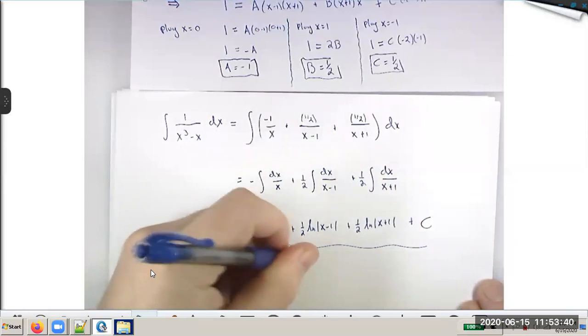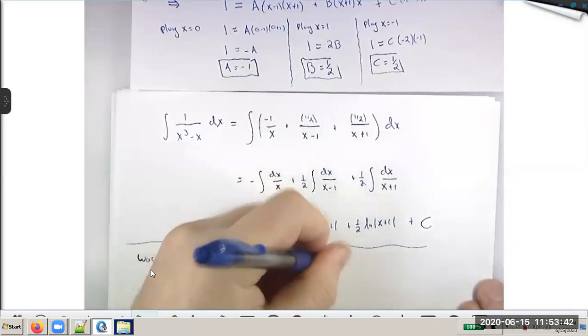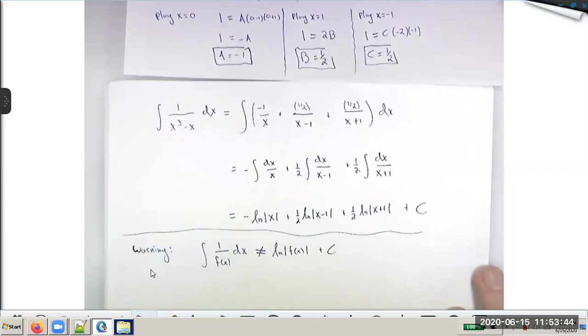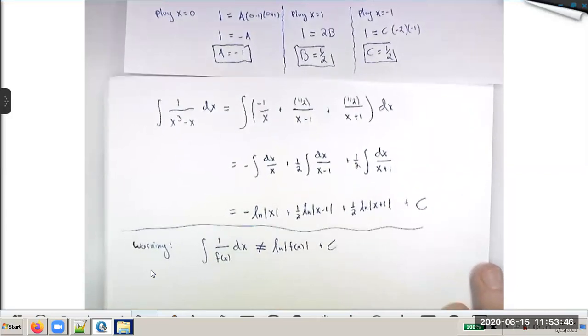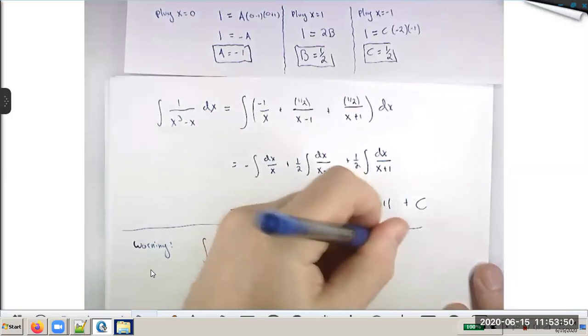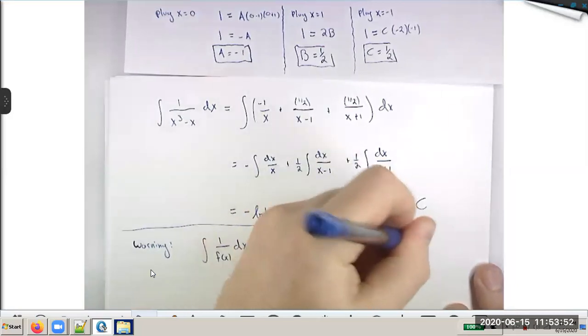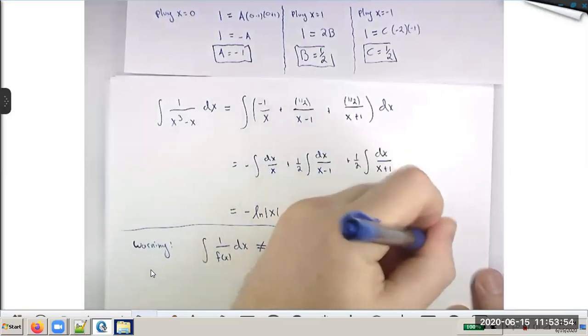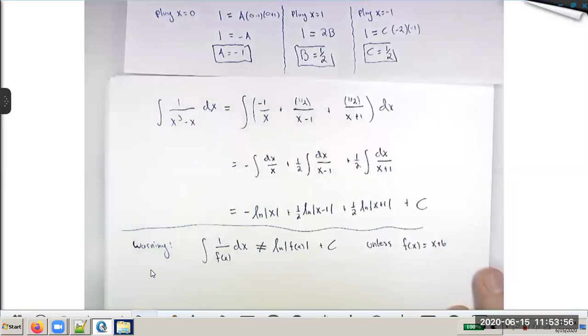Some people see the integral of 1 over something and always assume it's going to be a natural log. That's not true. It's just not, unless f of x is of the form x plus b. That's it. That's the only time that works. So if your denominator is more complicated than just x plus or minus some number, then you can't just say the integral 1 over f is going to be a natural log. Please don't fall into this trap.